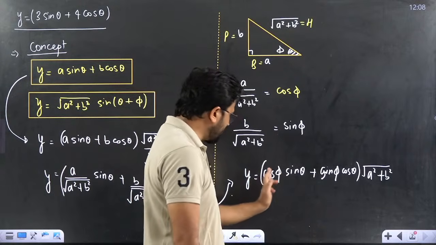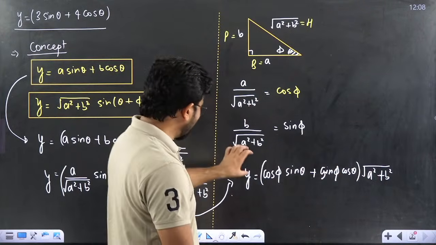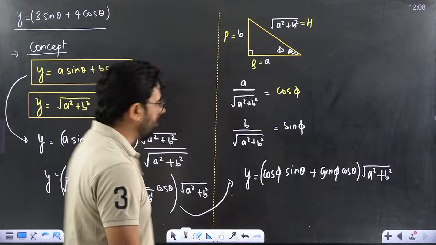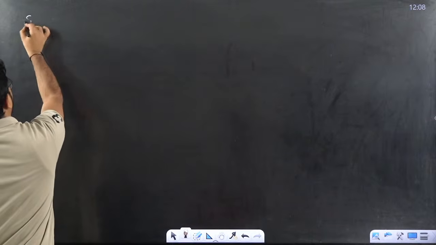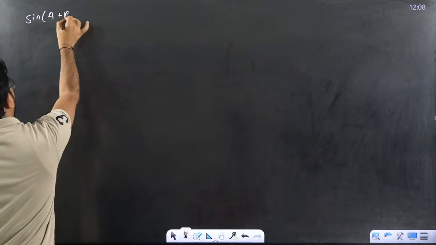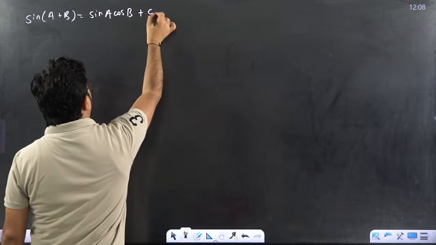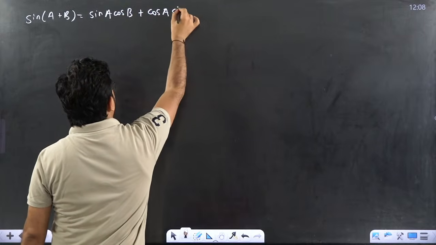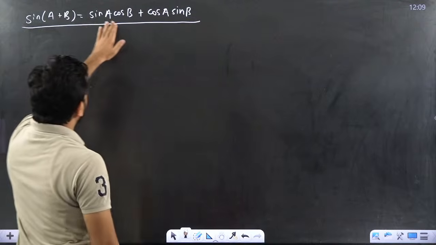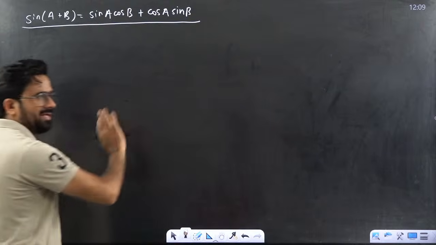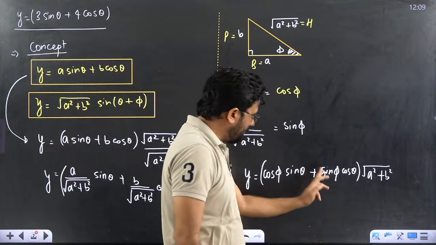This is one thing, y equal to cos phi sin theta plus sin phi cos theta, times under root of a square plus b square. This is actually one formula. I am just telling you this formula first, you will understand it. What is this formula? If I am saying sine of a plus b, that formula is equal to sin a cos b plus cos a sin b. This is a simple formula. Again I am telling you, sin a cos b plus cos a sin b. We will study it in more detail. Please understand this.